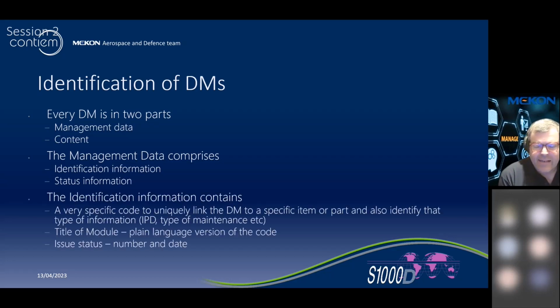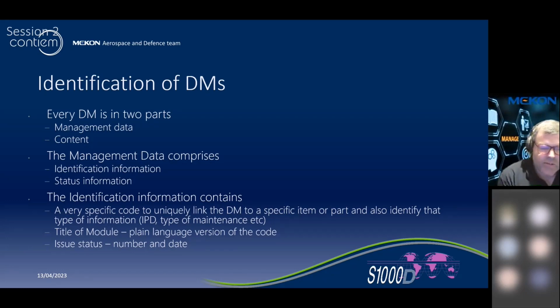The identification has our unique codification. And so we identify the component or subcomponent that we're talking about, and as I mentioned, the type of information that we're talking about. It also contains the data module title, and this is just our literal plain language name for what we're writing about, and it contains the issue status, both an issue number and an issue date. And we also have a concept of in-work numbering.